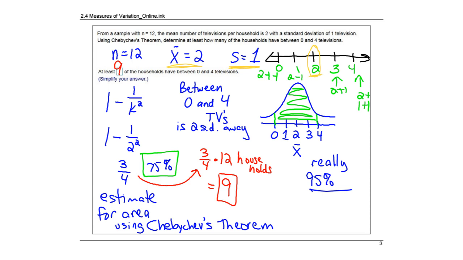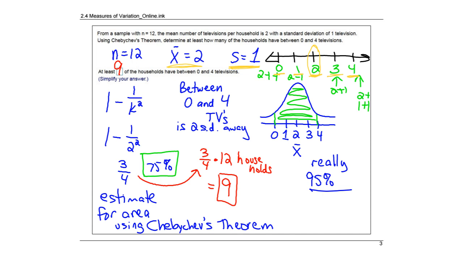We're going to start with the mean of 2. We add 1, we get to 3. We add 1 more, we get to 4. If we kept going, we go to 5. On the other side, we're going to subtract. So we have the mean of 2 in the middle. We're going to subtract 1 to get down to 1. We're going to subtract 1 to get down to 0. Doesn't make sense to go any further because we can't have negative televisions.